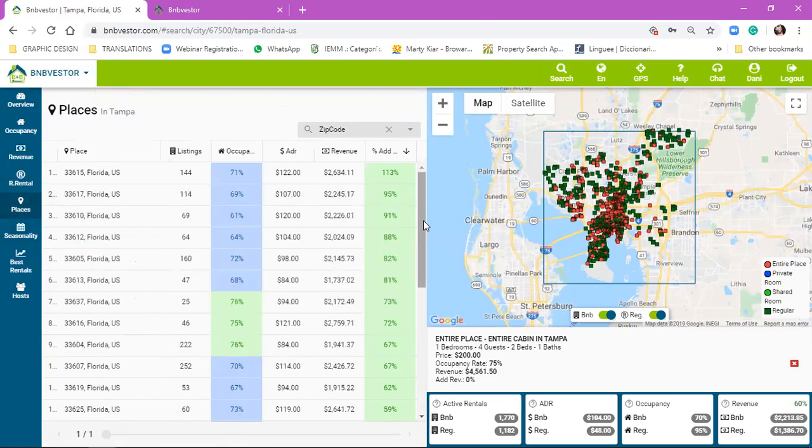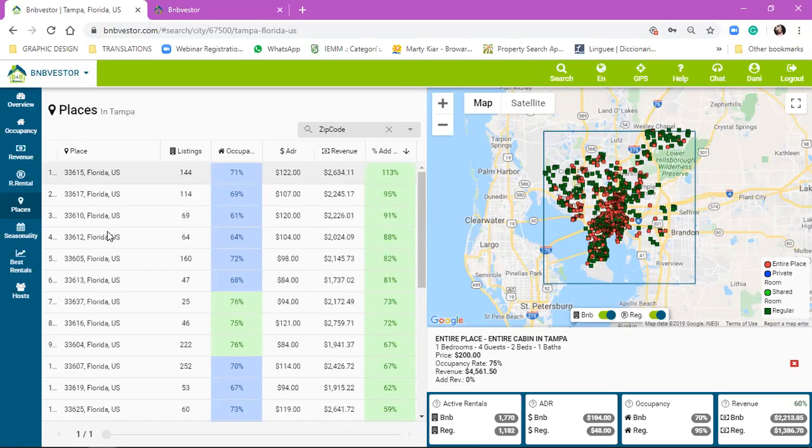Going back into our places icon, I want to show you this new feature, which is the main part of this webinar. So we're looking at this, the top 3 zip codes that we have here are, I'm going to write them down, 33615, 33617, and 33610. Those are the highest with additional revenue.